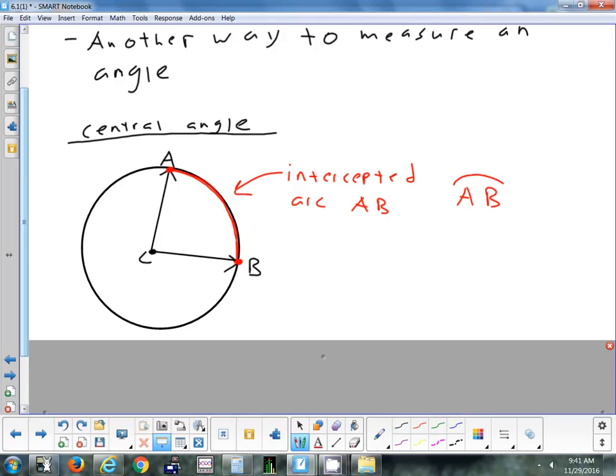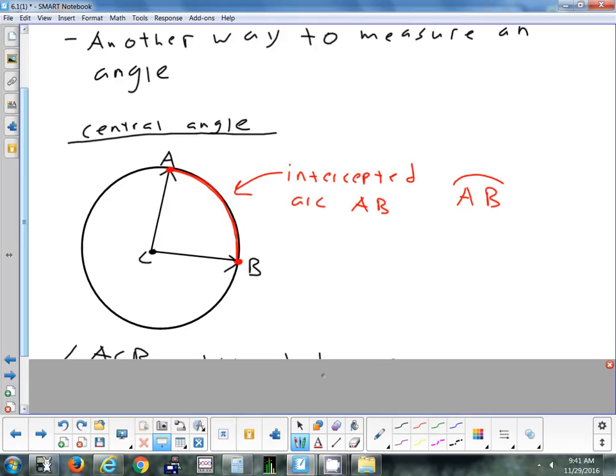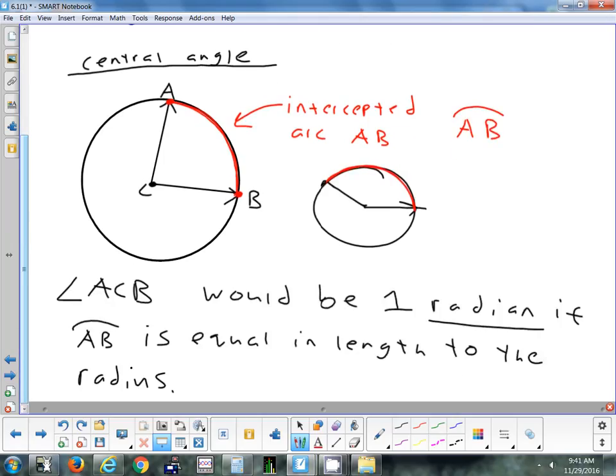No, assuming I change the size of the angle. You could draw an angle like this, and the arc now is probably a lot bigger than the radius. Or I could do just the opposite. I could make the angle very small, and the arc would become very small. So the size of the arc and the size of the radius don't have to be the same. But if they are, then you have drawn an angle that is exactly 1 radian.